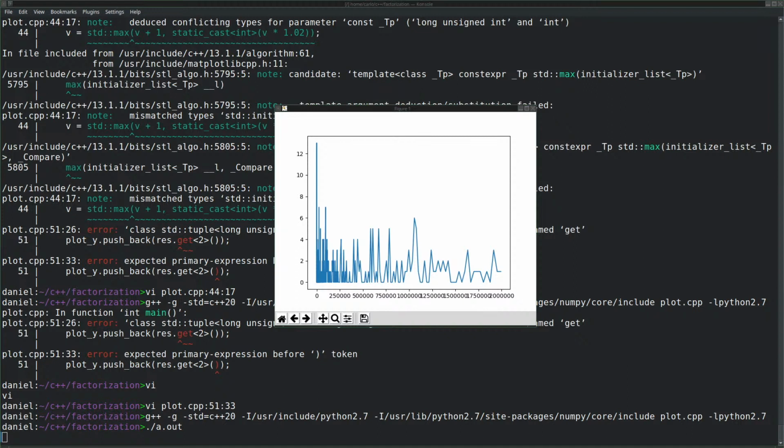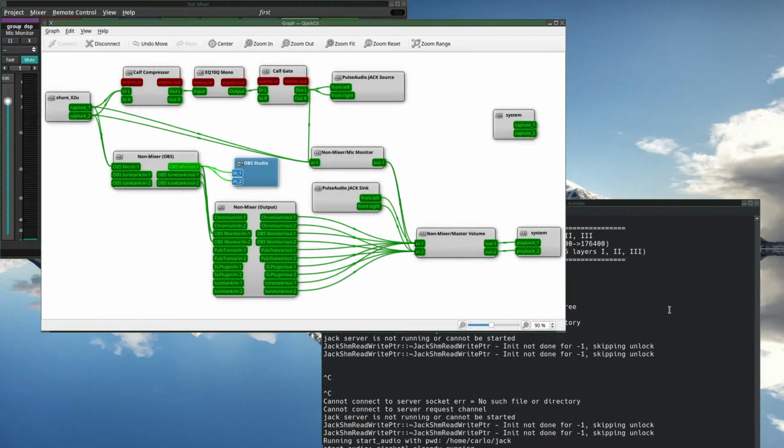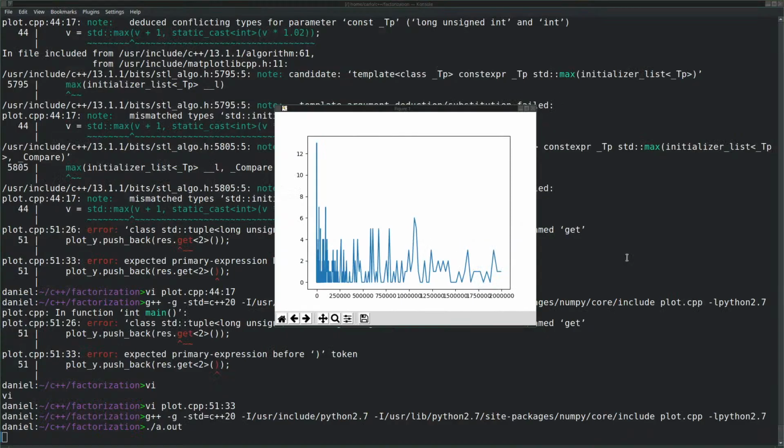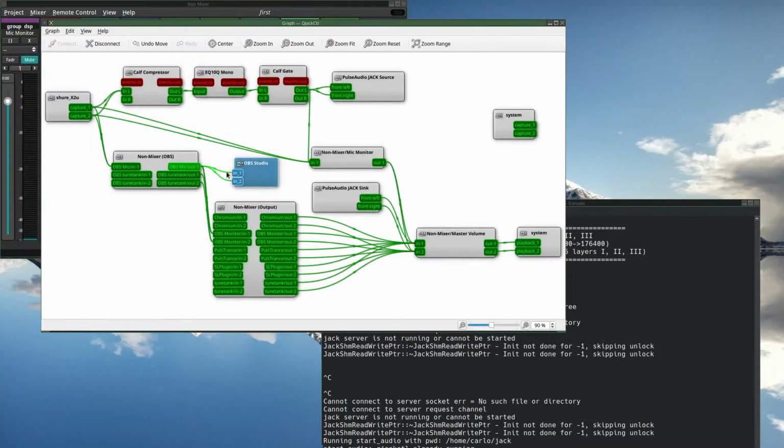Testing. Testing 1 2. Testing 1 2. Well, I should have audio now, but I have absolutely no idea what went wrong. I just had to manually connect this. Why on earth? How can a reboot cause that?